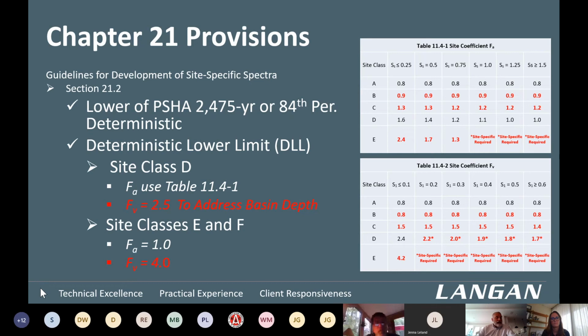And for site classes E and F, which are special site classes, or soft site classes, the long period F sub V value has increased from a factor of 2.5 to 4. These increases are about a factor of 67%. So it's very significant increases that we have to deal with these days.